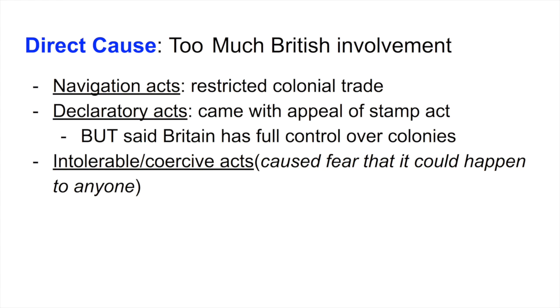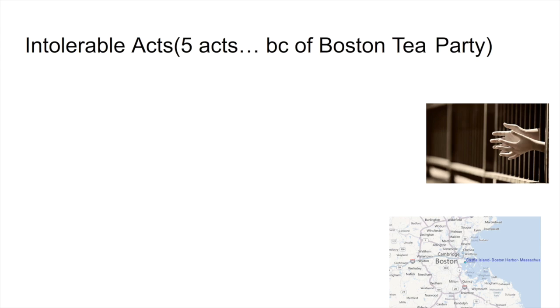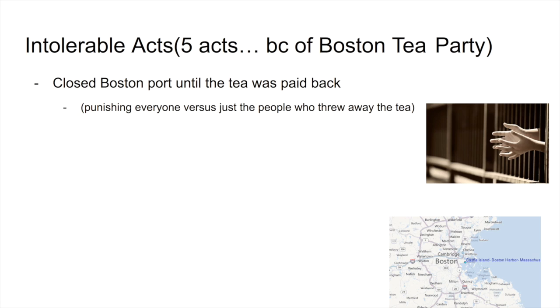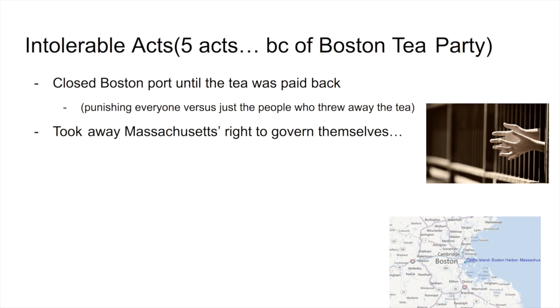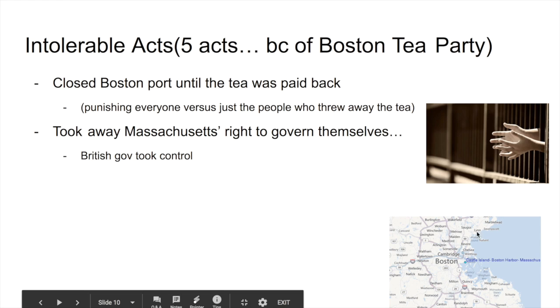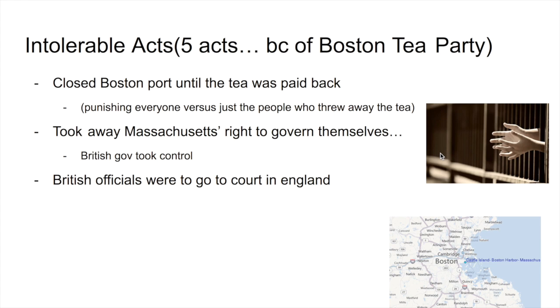And we also have the Intolerable Acts. It's just five acts that the colonists called intolerable, and this was a result of the Boston Tea Party. And so basically closed the Boston port until the tea was paid back. So they punished everyone versus just the people who threw the tea. They took away Massachusetts' right to govern themselves, which is kind of sad. The British government took control, and then British officials were to go to court in England.